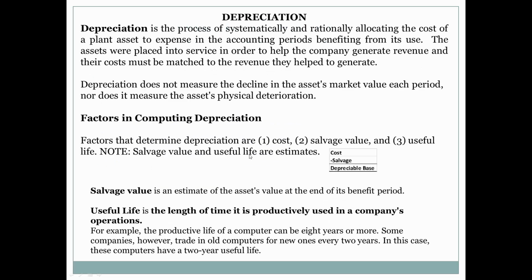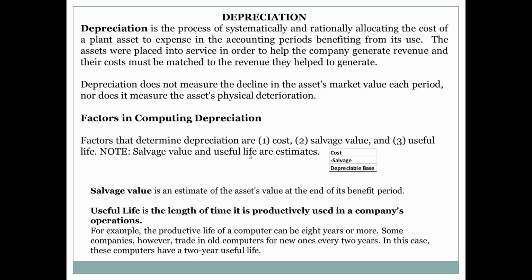Depreciation. This is our next topic. Depreciation is the process of systematically and rationally allocating the cost of the plant asset to expense in the accounting periods that will benefit from its use. The assets were placed into service in order to help the company generate revenue, and their costs must be matched to the revenue they help to generate. Depreciation does not measure the decline in an asset's market value each period, nor does it measure the asset's physical deterioration.